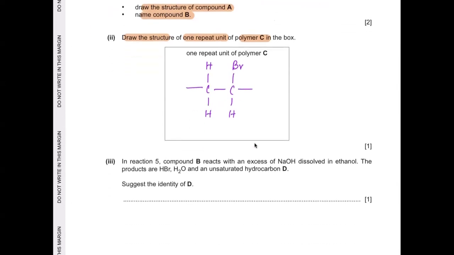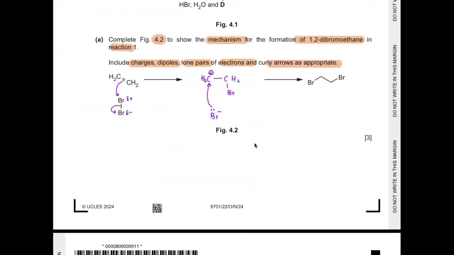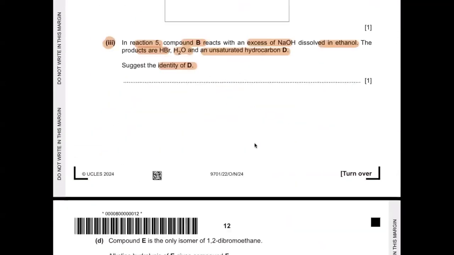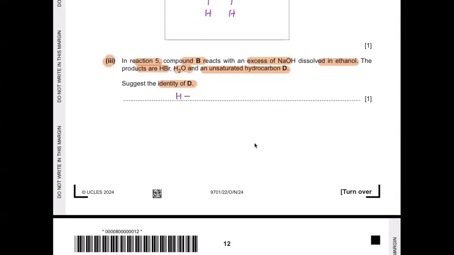Now, part 3. In reaction 5, compound B reacts with excess NaOH dissolved in ethanol. The products are HBr, H2O, and an unsaturated hydrocarbon D. Identify D. If you see the identity of D, we have already identified that it is a two-carbon molecule with a triple bond, right? So you can draw H, carbon, triple bond, carbon, H. Or you can just write its molecular formula, which is C2H2, because they have just asked you the identity. Okay.